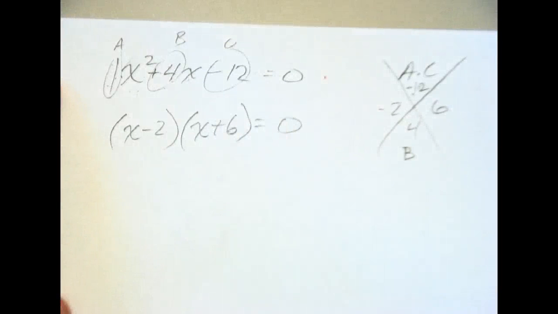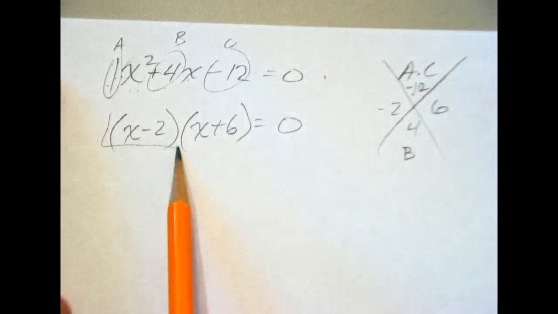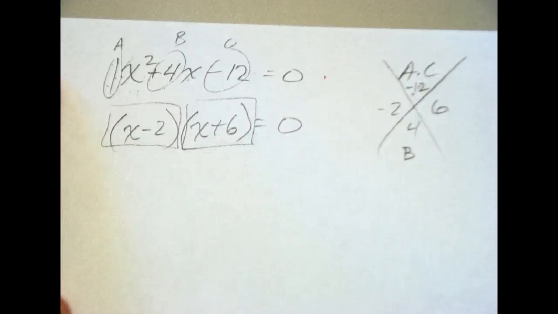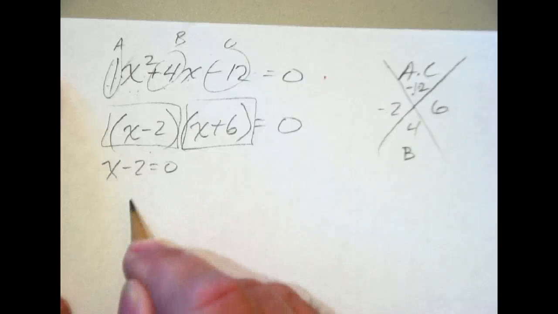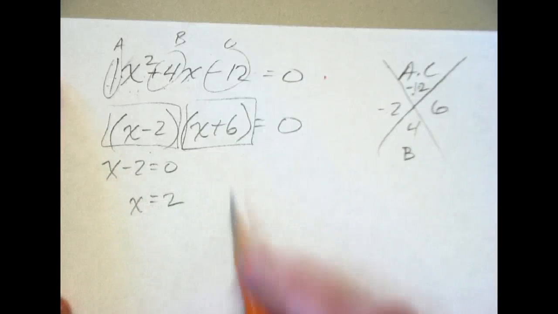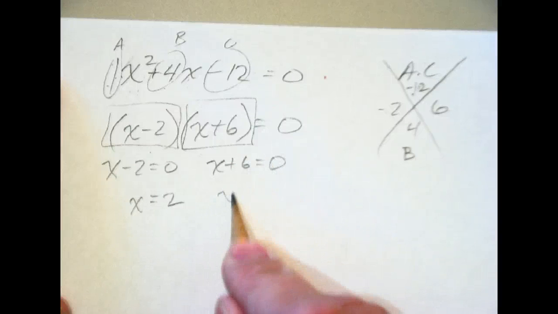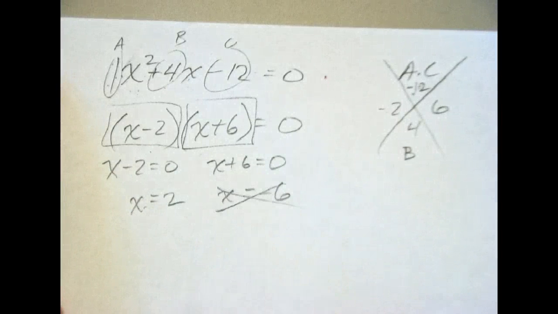Using the zero product property, anytime I multiply two things together to get 0, one of those two things has to be 0. If x minus 2 equals 0, then x would equal 2. If x plus 6 equals 0, x would have to be negative 6. If I'm solving for a length, which one of these could not work? Negative 6. That's extraneous. This would be my length.